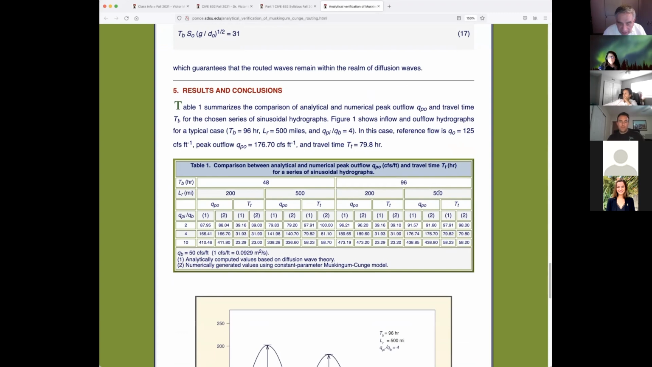Now, 500 miles. One is analytically computed values based on diffusion wave theory, meaning Hayami's theory as expressed by Ponce in our paper. Number 2, numerically generated values using the constant parameter Muskingum-Cunge model, because it had to be constant parameters, because we're comparing analytic with numeric. The analytic does not have any nonlinearity, so you have to compare apples and apples here. Okay, so it has to be constant parameter. Now look at these numbers.